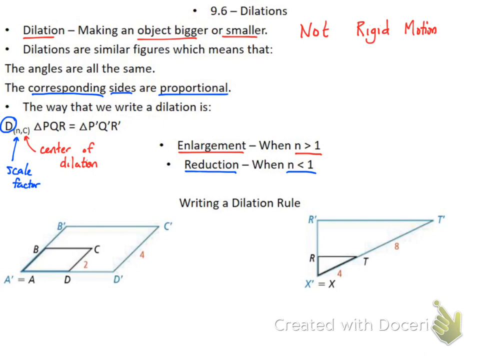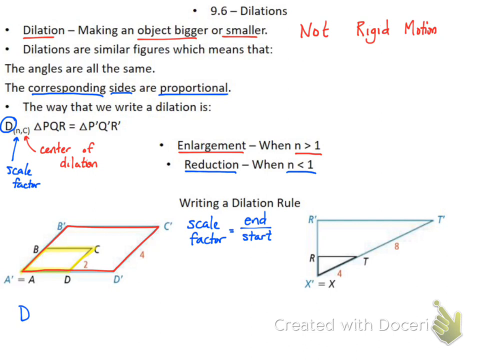So with the first one, writing my dilation rule, whenever I'm trying to figure out my scale factor, it is always equal to what I end with divided by what I start with. So with the first one that we have here, I'm starting with the parallelogram that I just highlighted in yellow, and then I'm going to end with the parallelogram that I just traced in red.